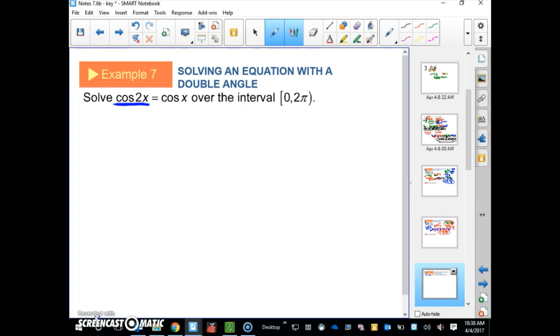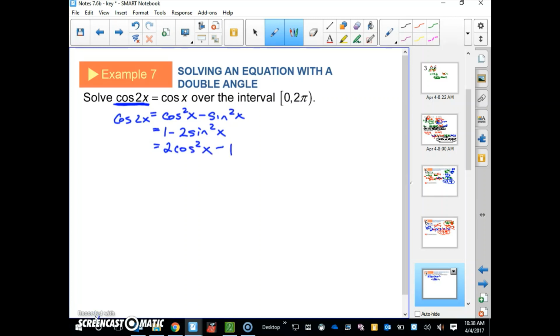And hopefully you recognize and remember the double angle cosine identity. Cosine 2x has several different options. Cosine 2x, don't write this down, is cosine squared x minus sine squared x, or cosine 2x is equal to 1 minus 2 sine squared x, or cosine 2x is equal to 2 cosine squared x minus 1.